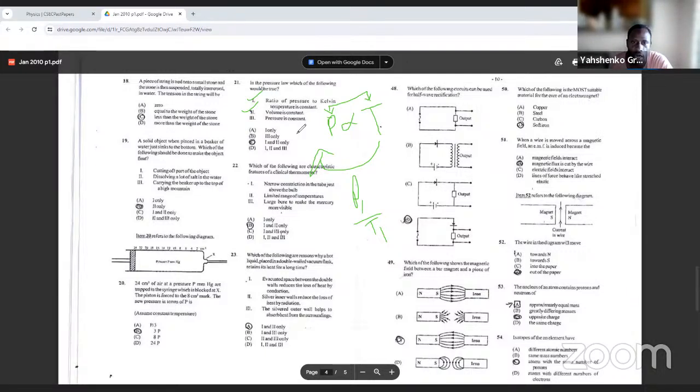All right, so it's just 1 and 2. And that is C right here. All right, so here we go again.